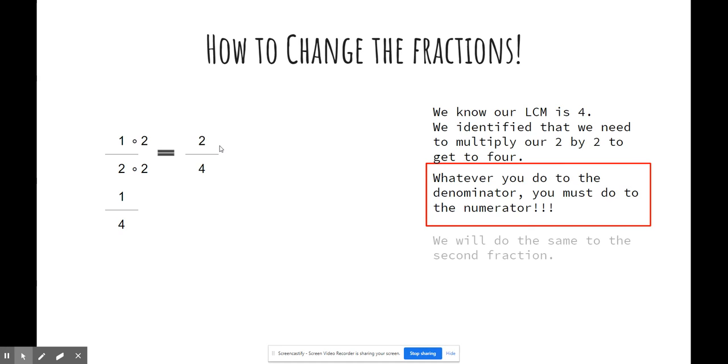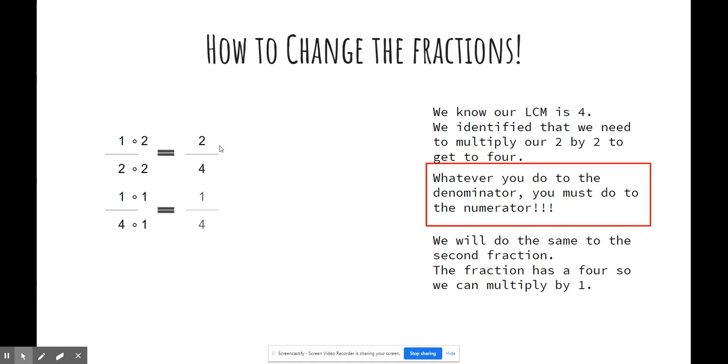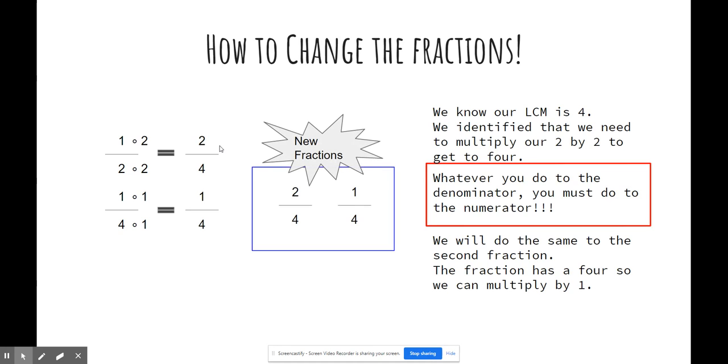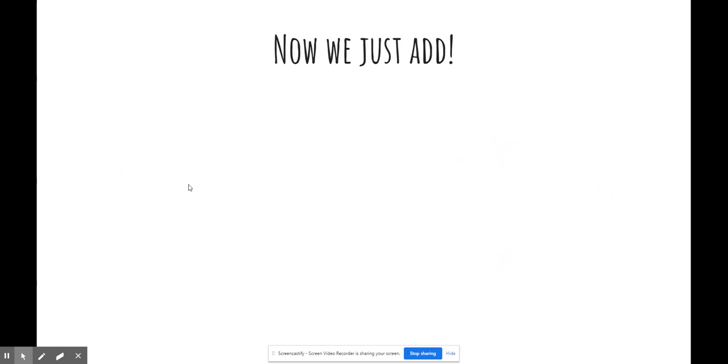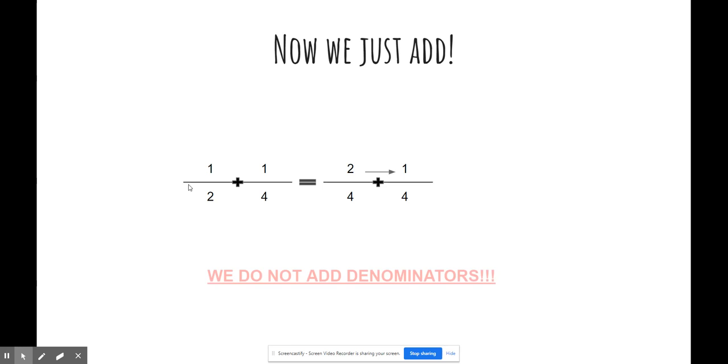Okay? Now we have to figure out the same thing with the second fraction. We already know that 4 times 1 gives us 4. So we have to do 1 times 1, and we stick with the same fraction. Now we have 2 new fractions. We're done with these 2. Now we have 2/4 and 1/4. So now instead of 1/2 plus 1/4, it ends up being 2/4 plus 1/4. We add our numerators, don't ever add your denominators, and you get 3/4.